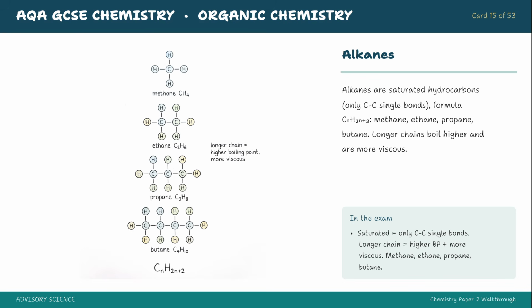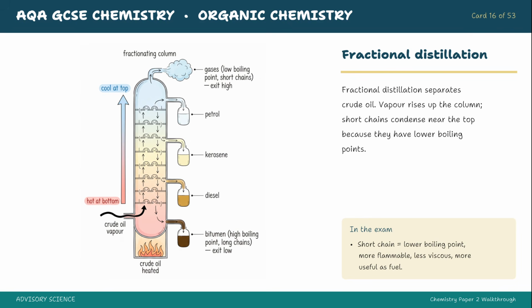Properties and complete combustion. Short-chain hydrocarbons are highly useful because they ignite easily and flow smoothly compared to the thick, long-chain hydrocarbons. Fractional distillation. This is how we separate crude oil into its different sections. The crude oil is heated until it evaporates. Then it's fed into a tall tower called a fractionating column. The column is hot at the bottom and cool at the top. As the vapours rise, they cool down.